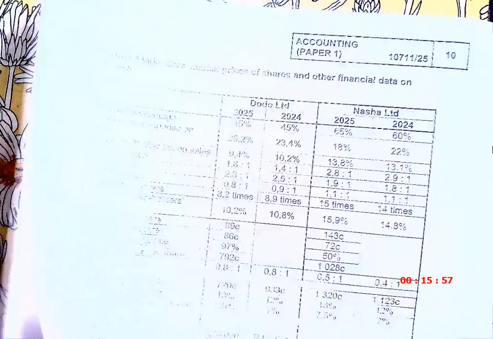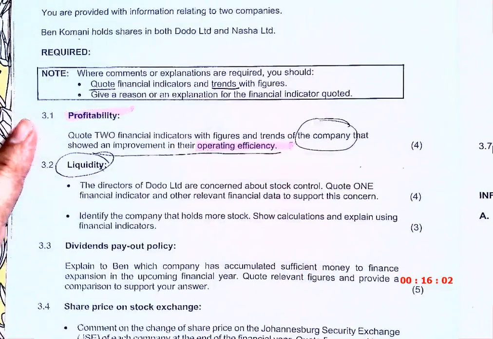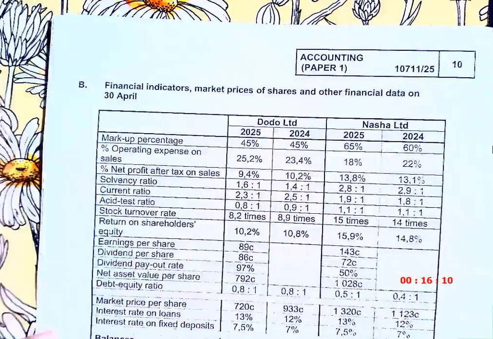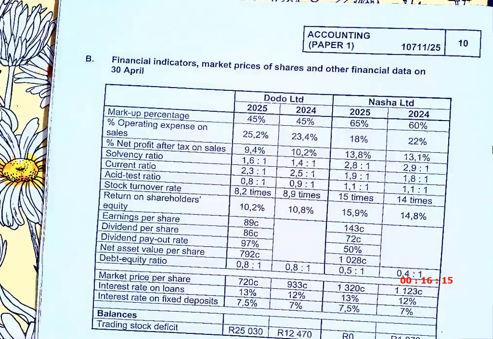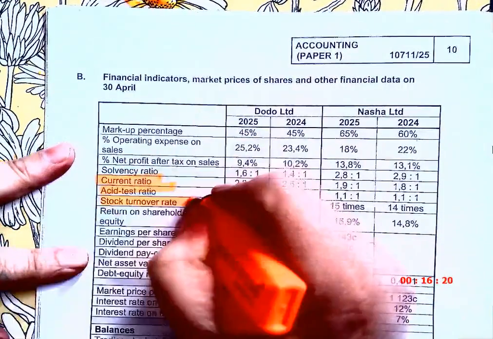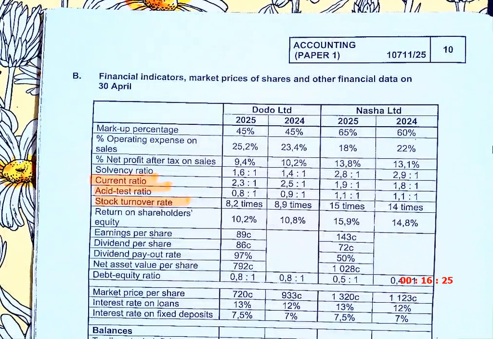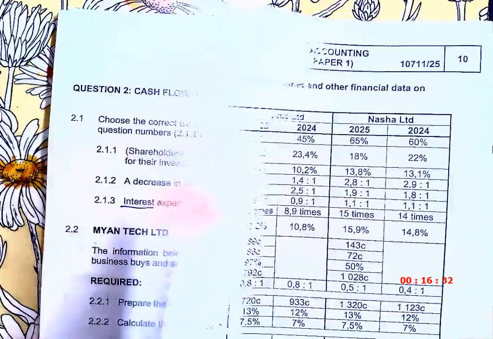Next question. Now they talk liquidity. How many ratios are in liquidity? 6. Now if I go look here, first thing you do, you are allowed to use highlighters on this thing. Where do I see liquidity? I see it: current, asset test, stock turnover. Nothing else there is liquidity. So there's 3 ratios.